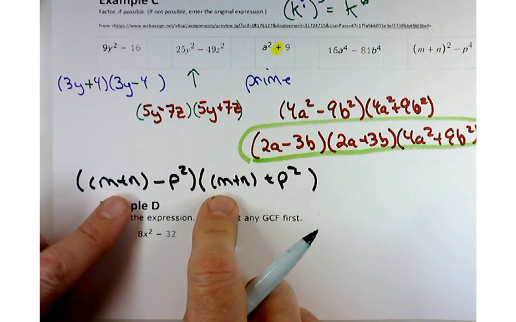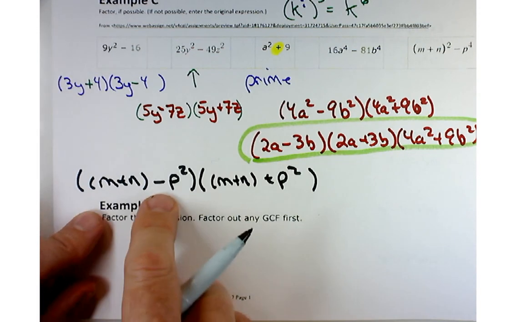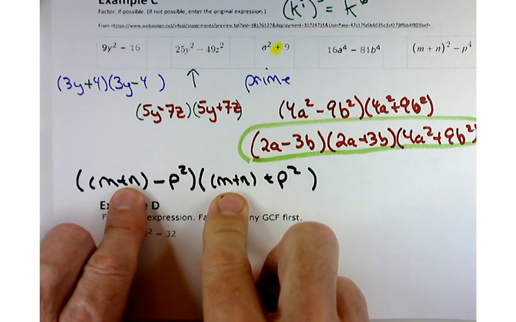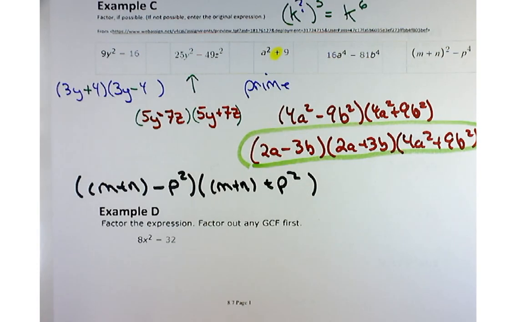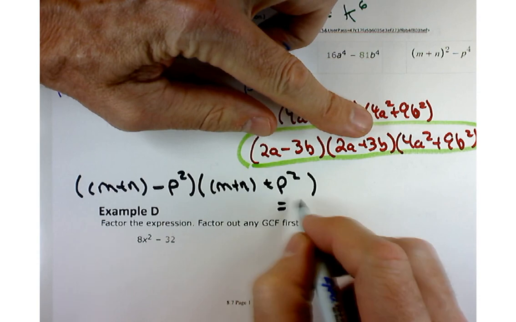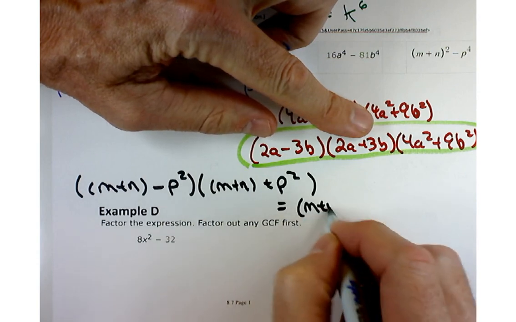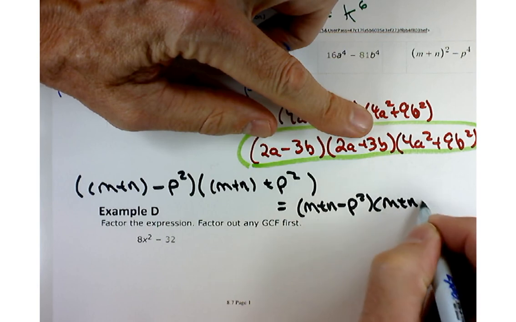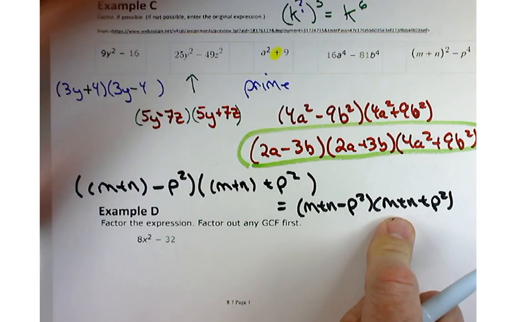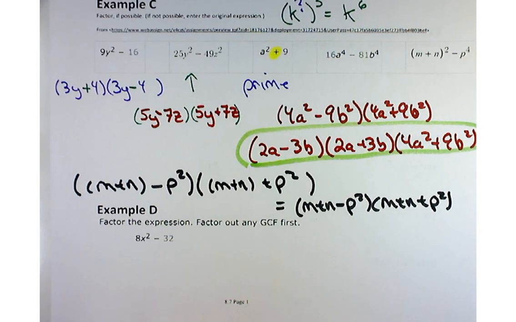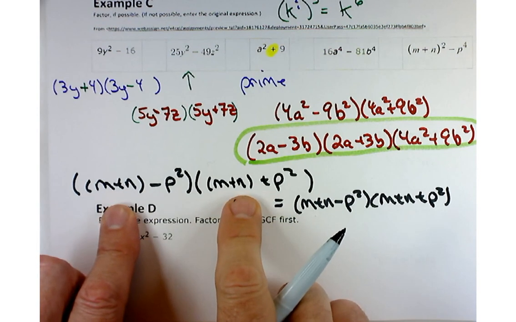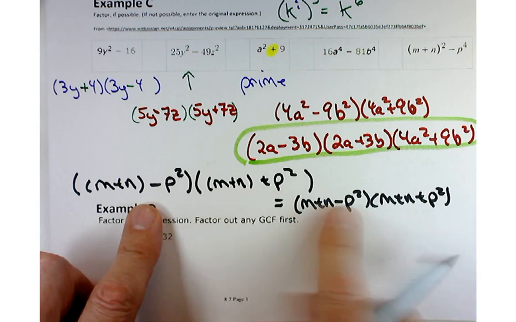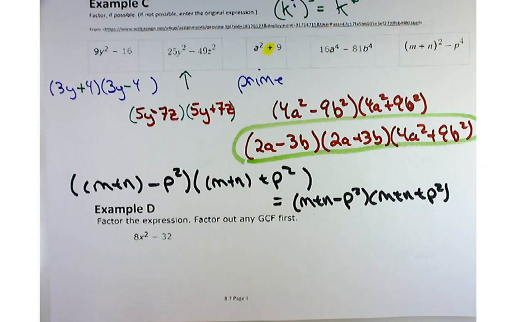And if you're curious, you don't need to write the extra set of parentheses. I do that because I'm treating this as one whole term. But you don't need to. If you wrote it in on WebAssign as m plus n minus p squared, m plus n plus p squared, that's fine. That's exactly right. Writing it like this makes it a little bit easier to see that this is the difference of squares factorization, but you don't have to. There's nothing wrong with that.